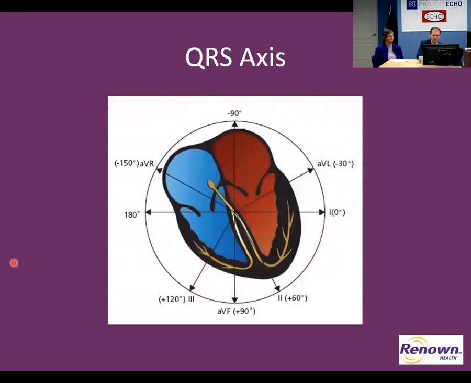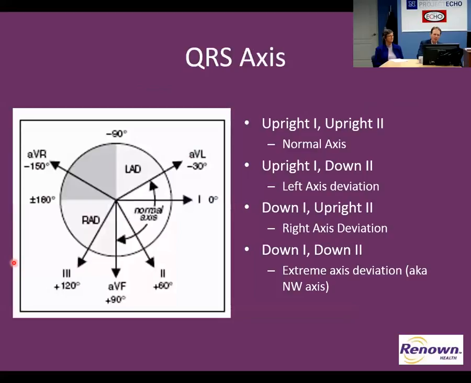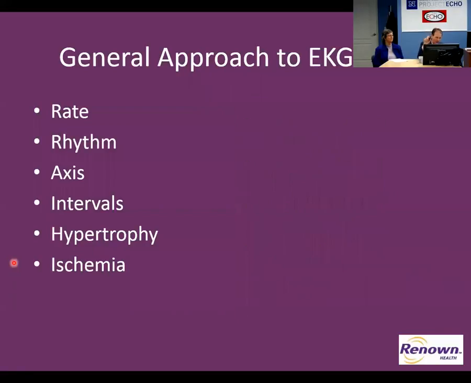QRS axis is normal if it's between -30 and 90. So that's a normal axis right there. We also previously reviewed that with QRS axis, if in standard lead 1 the R is greater than the S, and that's also true for standard lead 2, that's what I mean by upright, then that's a normal axis. If it's upright in 1 and down in 2, it's left axis deviation, and the rest is there for reference, which we'll go through again with specific examples of what could cause QRS axis to deviate. But for today, it's going to be intervals.